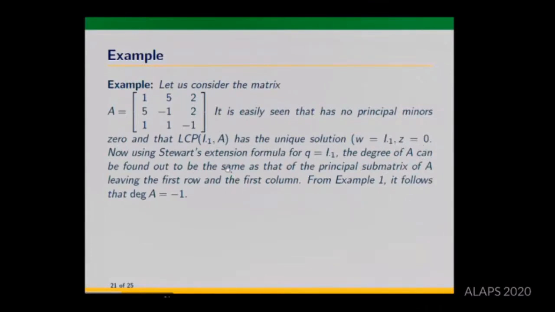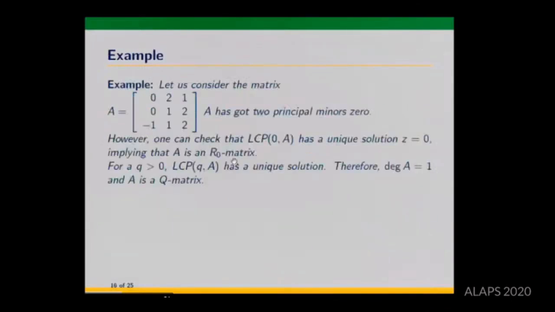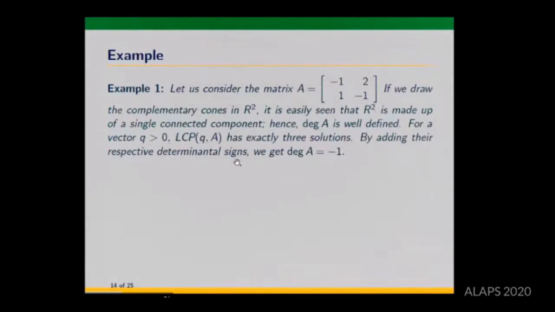Now, if you make use of the Stewart extension formula for q equal to e1, then the degree of A may be found as the same as that of the principal submatrix of A leaving out the first row and first column. And you can see that this is -1, 2, and 1, -1. And you have seen in the previous example that, so here degree of A is -1.